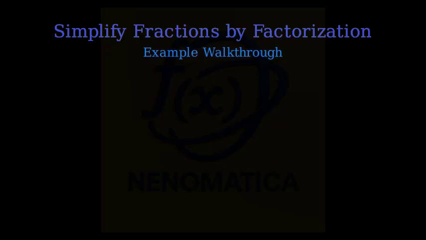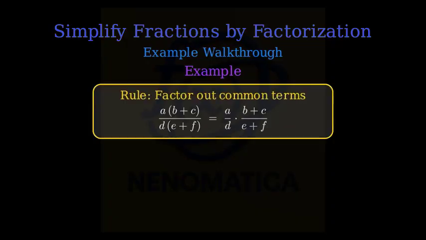In this example, we will simplify 3 rational expressions by factorization. We will factor the numerator and denominator, cancel common factors carefully, and write the simplified result. Let's begin. Example: simplify each fraction by factoring and canceling common factors. Rule: factor out common terms in the numerator and in the denominator. Then cancel any identical factors. Remember, we can only cancel factors, not terms being added or subtracted.